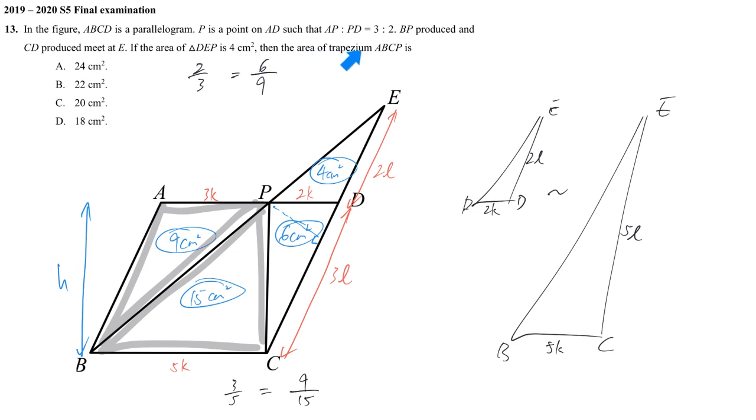The question asks about the area of trapezium ABCP. So you just add these two areas together, you get the answer A. I want to emphasize that if you use the same logic, there are many different procedures. Maybe you consider two different triangles, but finally the conclusion should be the same. There is no fixed flow for this kind of question.